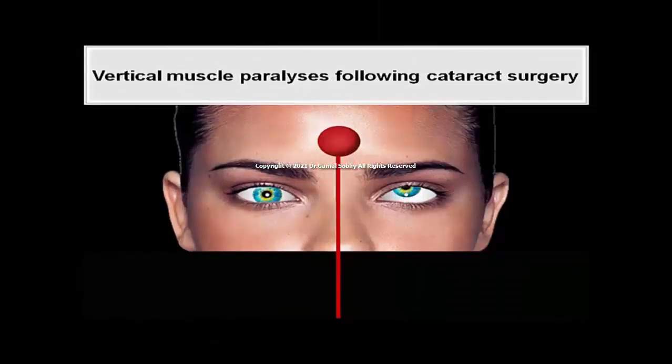Vertical muscle paralysis following cataract surgery consists of limitation of elevation or depression with diplopia. This complication is caused by the myotoxic effect of the anesthetic agent or by accidental injection of the muscle belly or the nerve supplying the muscle.